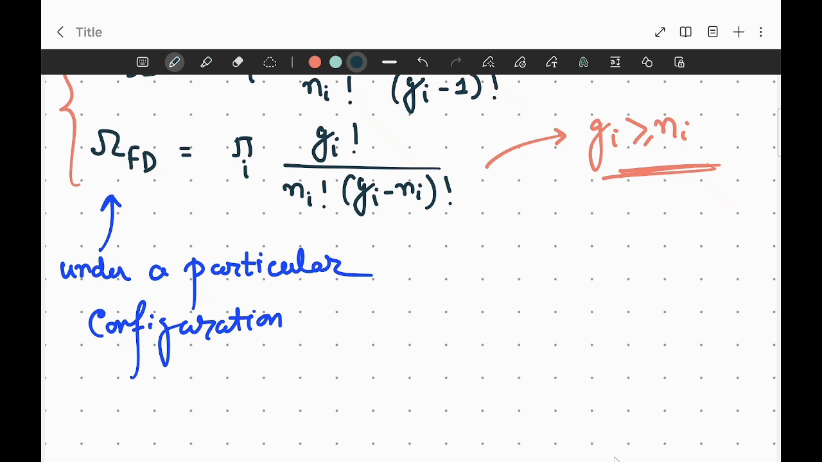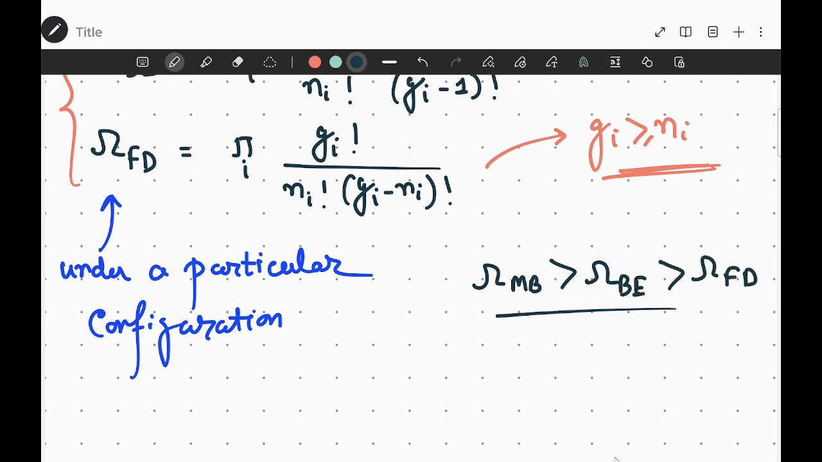So obviously it is clear that Maxwell-Boltzmann will be maximum, then Bose-Einstein, and Fermi-Dirac will be least, because there is another constraint that Gi must be greater than or equal to n. So is this clear? You can take any example and check.